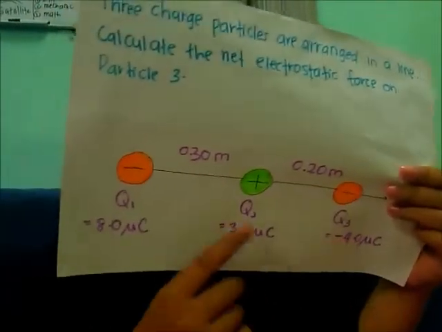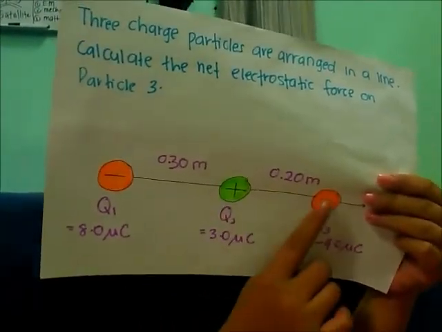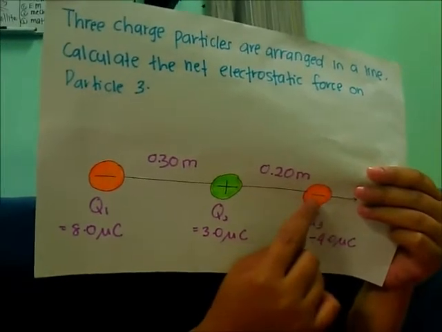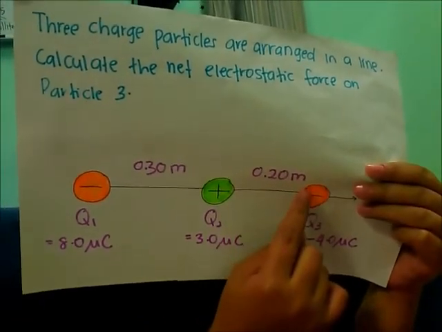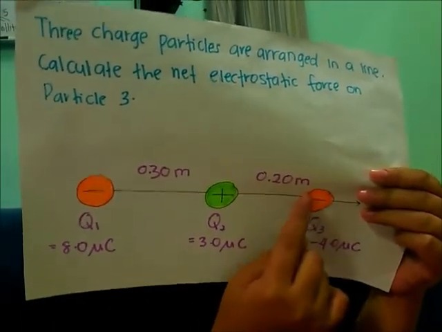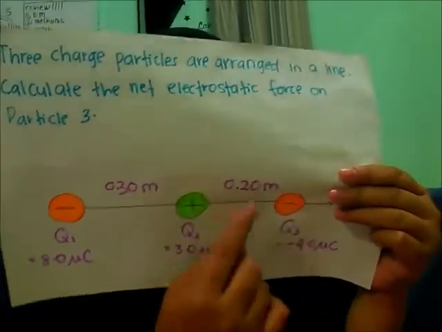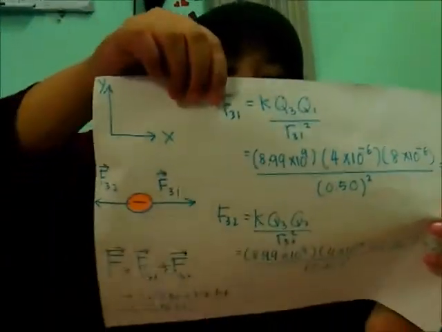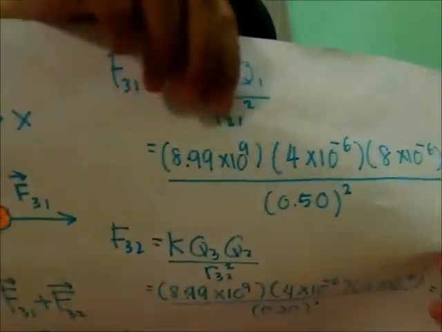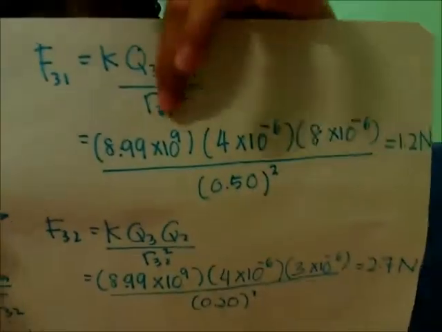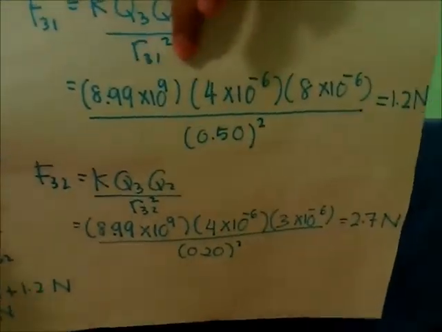Q3 and Q2, one is positive, one is negative. So Q3 will be attracted to Q2. Hence the electrostatic force direction will be pointing toward Q2, meaning to the left of your view. To calculate this, we can use Coulomb's law formula, which is F equals k Q3 Q1 over r squared, where r is the distance between the two charges.